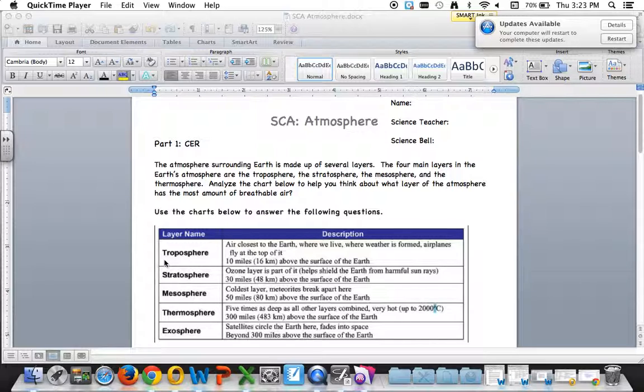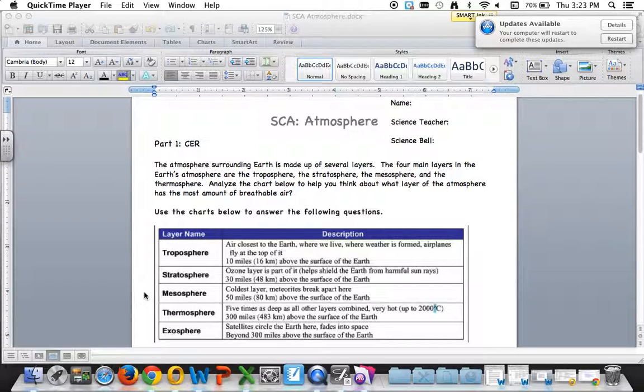Troposphere, air closest to the Earth where we live, where weather is formed, airplanes fly at the top of it. 10 miles, 16 kilometers above the surface of the Earth. Stratosphere, ozone layer is part of it, helps shield the Earth from harmful sun rays. 30 miles, 48 kilometers above the surface of the Earth.